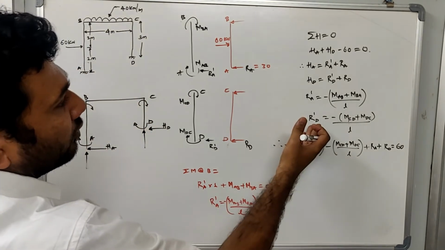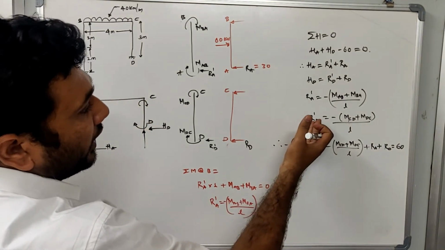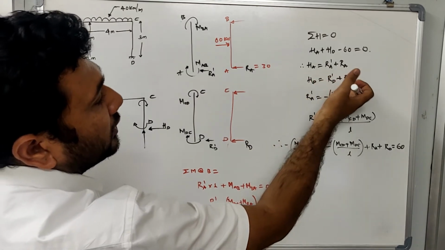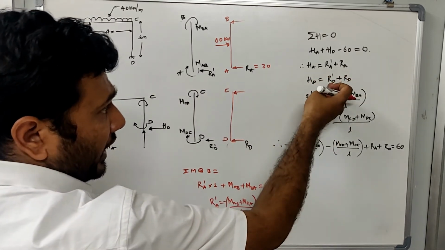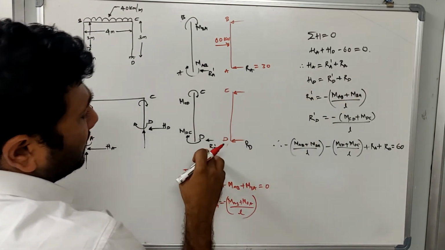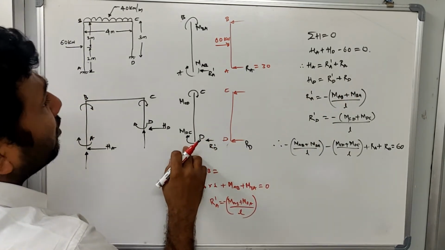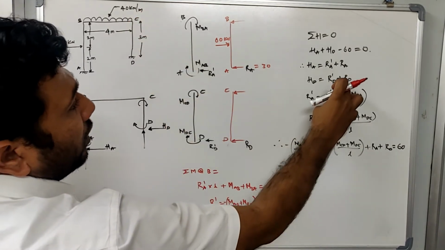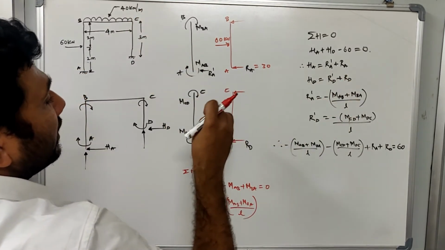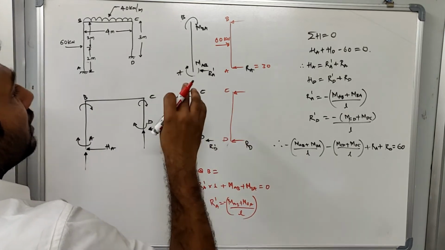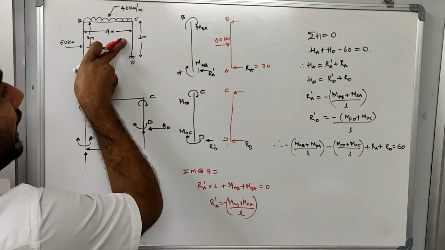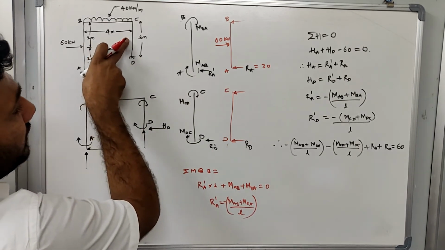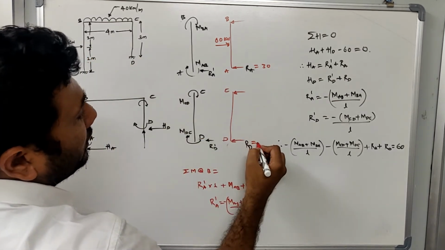Similarly, we can also calculate RD dash. Where will RD be used? RD is used to calculate HD. HD is equal to RD dash plus RD. RD dash is the reaction calculated from the end moments on element CD. RD is the reaction calculated from the external forces subjected on element CD. But is there any external force acting on this? If there is no external force here, this will become 0.